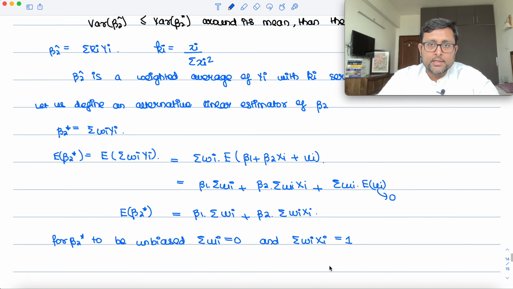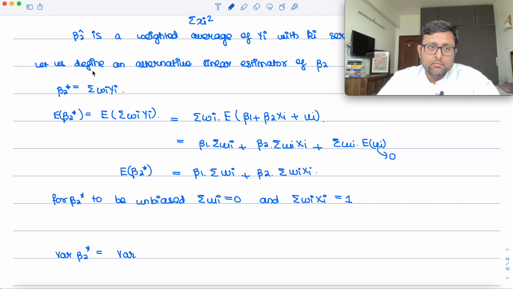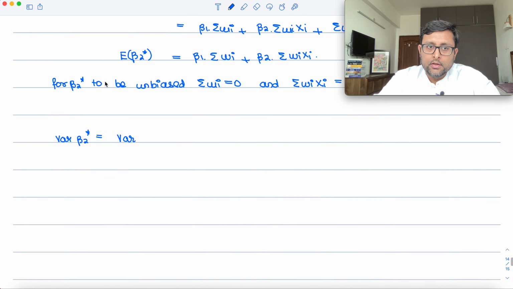Summation of wi xi equals 1, and summation of wi equals 0. What is the variance of beta 2 star? That is E of (beta 2 star minus beta 2) whole square. So what will that be equal to? That is the variance of beta 2 star, and beta 2 star is summation of wi yi.